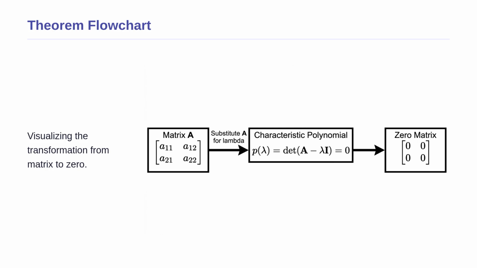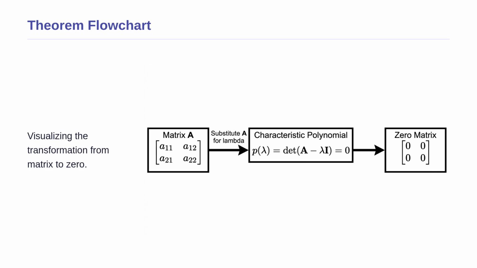Let us take a moment to visualize everything we have just proven. On the left side of the diagram, you see our starting point, a standard 2x2 matrix A. Following the arrow, we substitute this matrix into its characteristic polynomial, shown in the central box. This box displays the core equation involving the trace and determinant that we just derived.